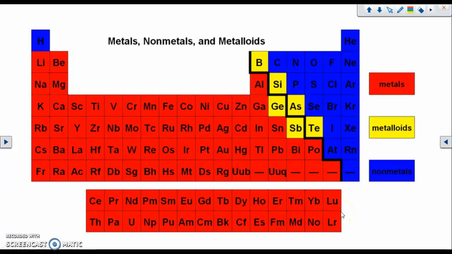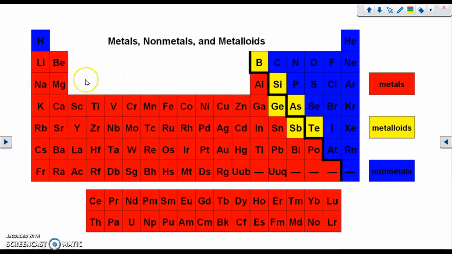Hello everyone. So in this lecture we're going to be talking about the periodic table, how it's actually organized, and characteristics or properties of actual elements based on their periods and groups. Remember again please that periods are rows and groups are columns. Okay, so the big organization of the periodic table is metals, nonmetals, and metalloids.